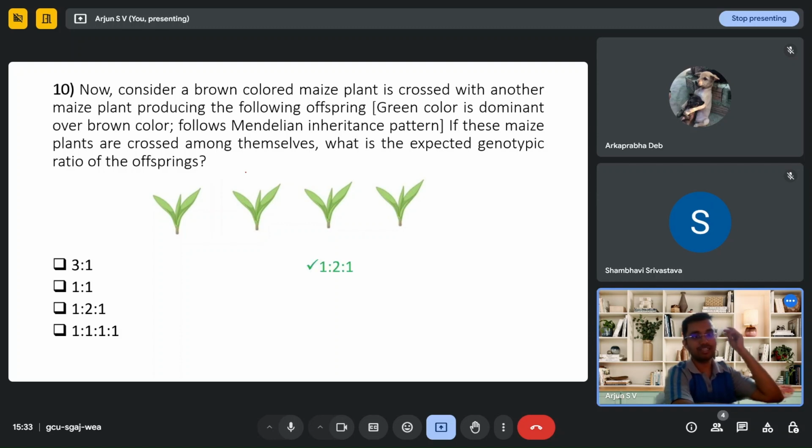So that is kind of similar. It will give you 1:2:1. So following Mendelian inheritance, they are asking if the brown color maize plants are crossed among themselves, then what will be the genotypic ratio, which will be 1:2:1.